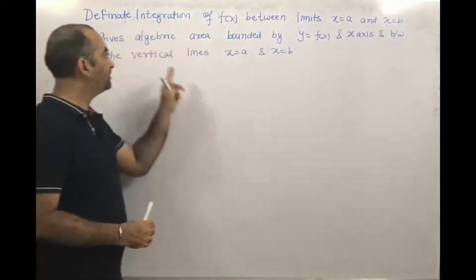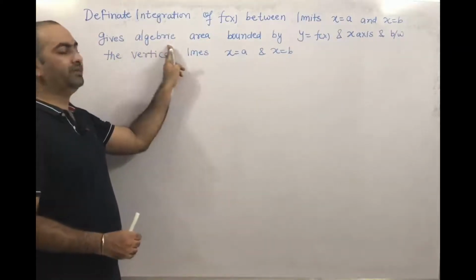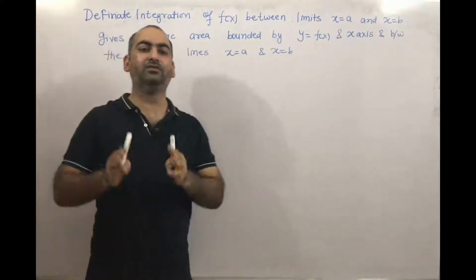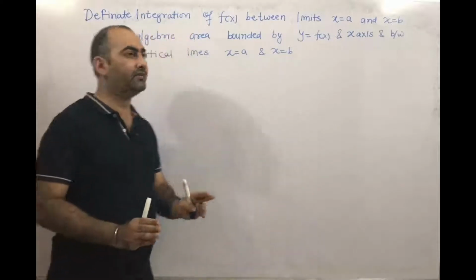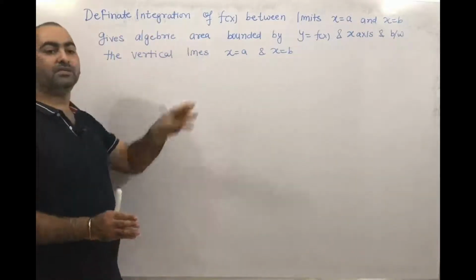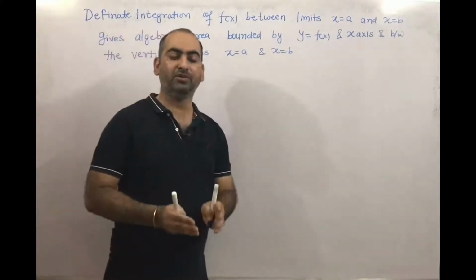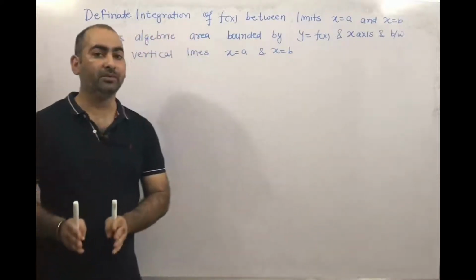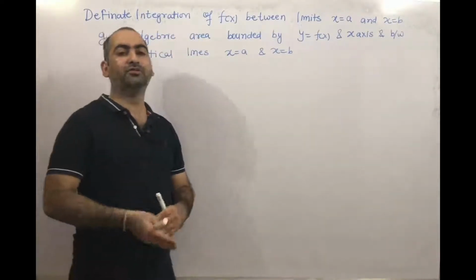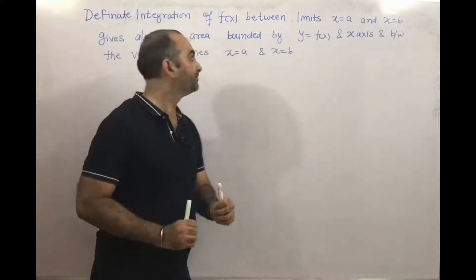If this term "algebraic" is not given, if only area is given, we know area is always positive only. But here given is algebraic area. That means if area is positive, it will be positive. If area is negative, it will be negative. When it will be positive and when it will be negative, we will discuss here.